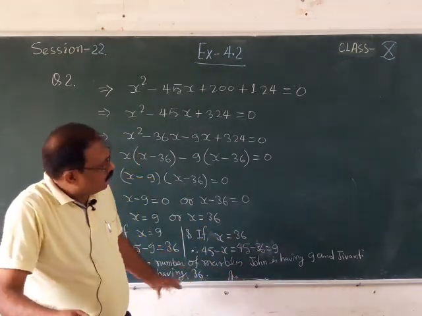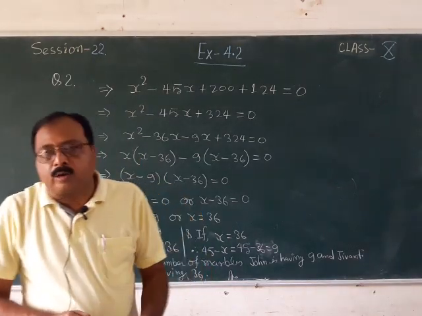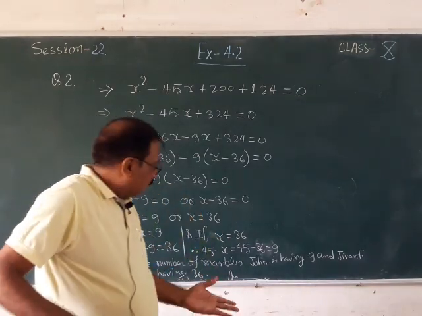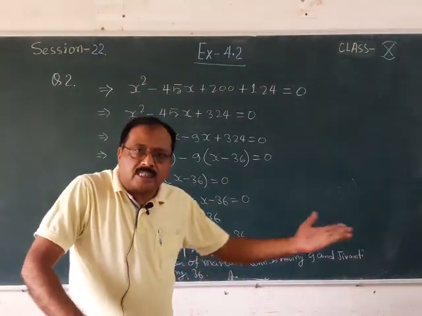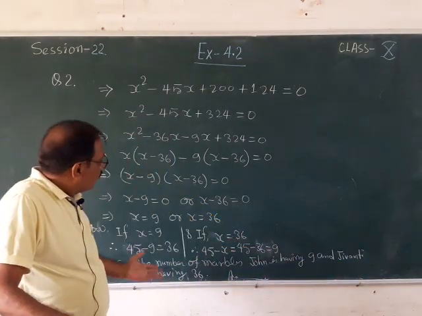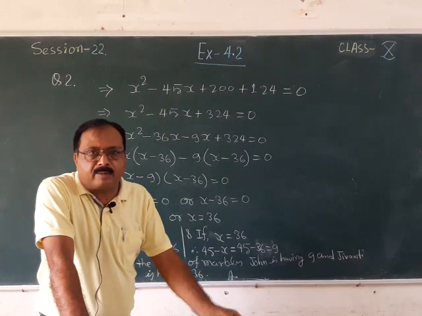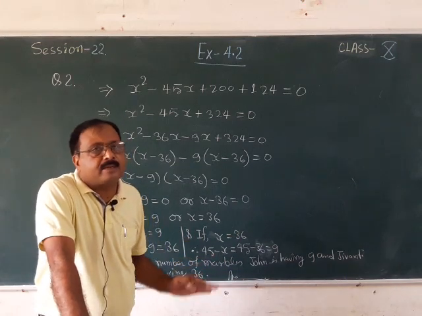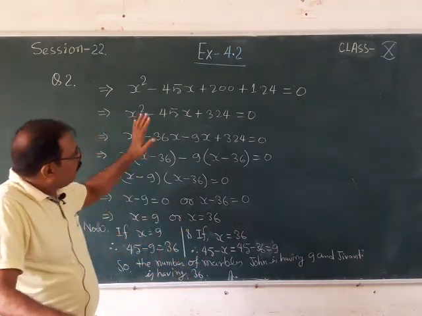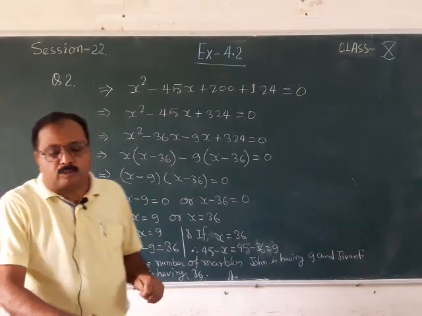So anything is possible here, all are the correct answer. You can say that John is having 36 marble, then Jivanti is having 9 marble. And if John is having 9 marble, then Jivanti is having 36 marble. Like that you can solve this question.